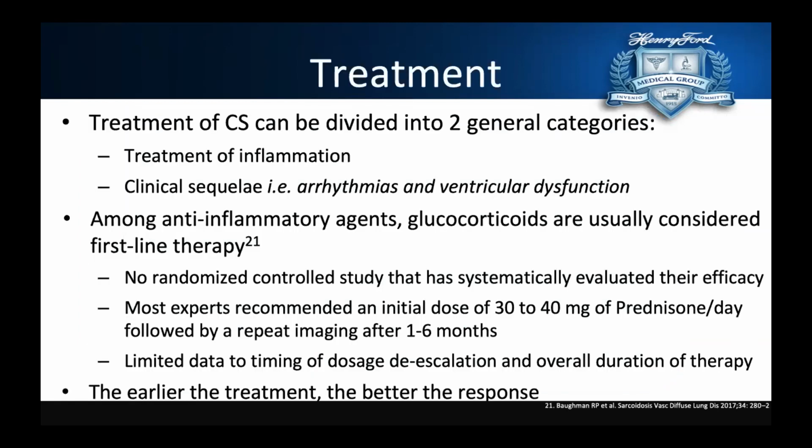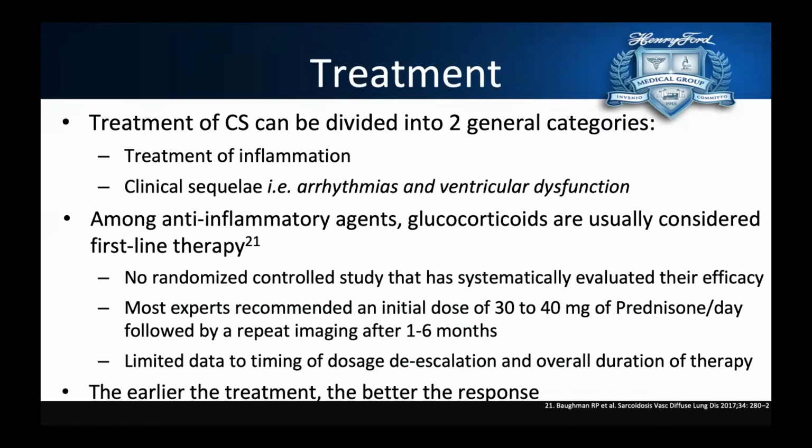Treatment can be generally divided into two categories. There's inflammation and the clinical sequelae, which can be arrhythmias or any dysfunction of the ventricle. Among our anti-inflammatory agents, steroids are usually considered first-line therapy, but again, there's no randomized control study that has evaluated their efficacy or even dosing or treatment duration. And most experts recommend an initial dose of 30 to 40, followed by repeat imaging like PET-CT after 1 to 6 months for response to treatment and assessing what the next dose should be of prednisone.